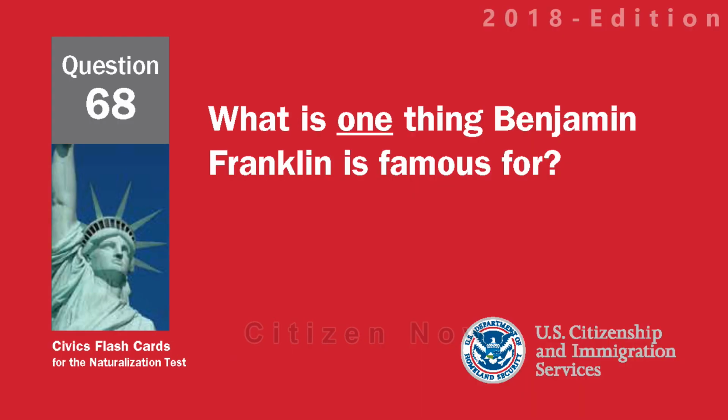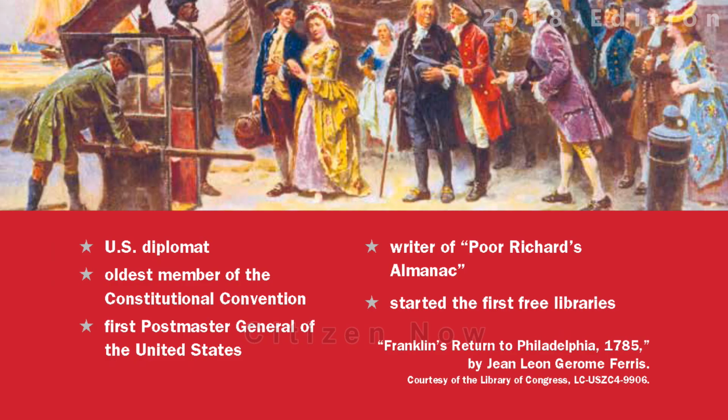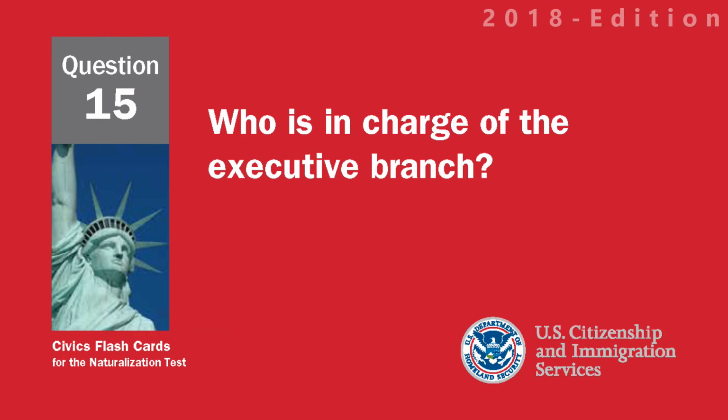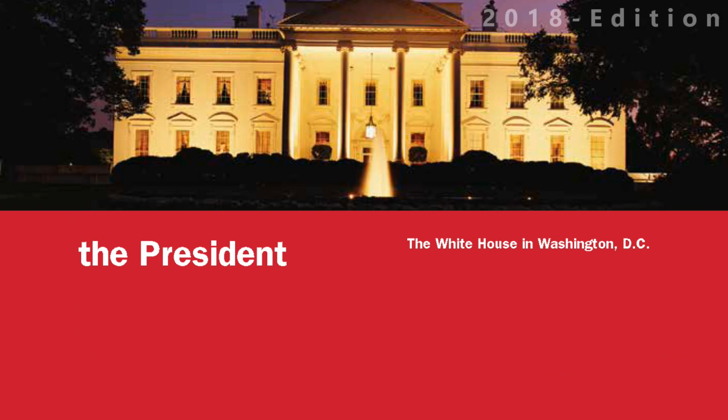What is one thing Benjamin Franklin is famous for? U.S. Diplomat. Oldest member of the Constitutional Convention. First Postmaster General of the United States. Writer of Poor Richard's Almanac. Started the first free libraries. Who is in charge of the executive branch? The President.